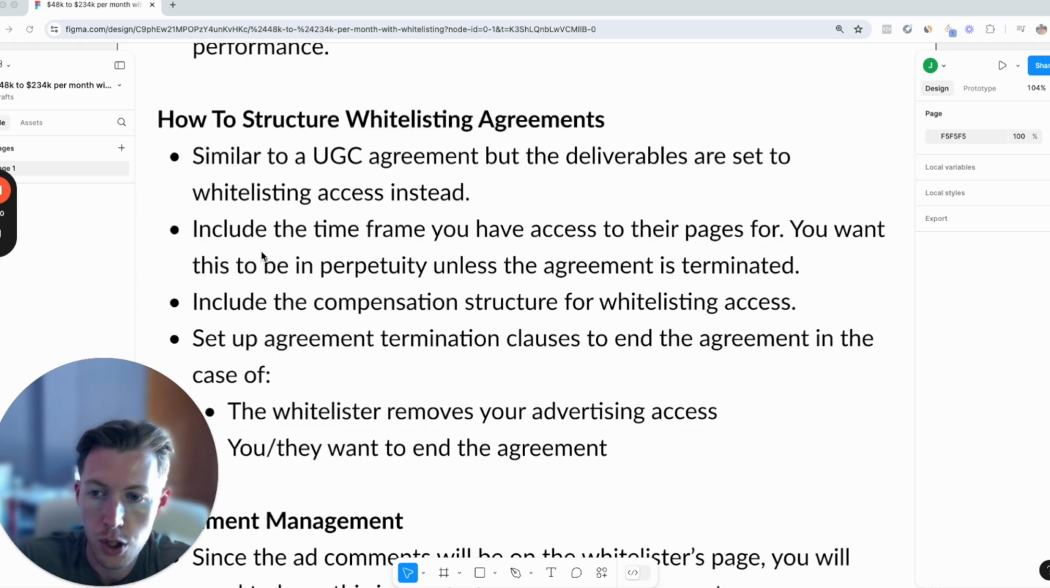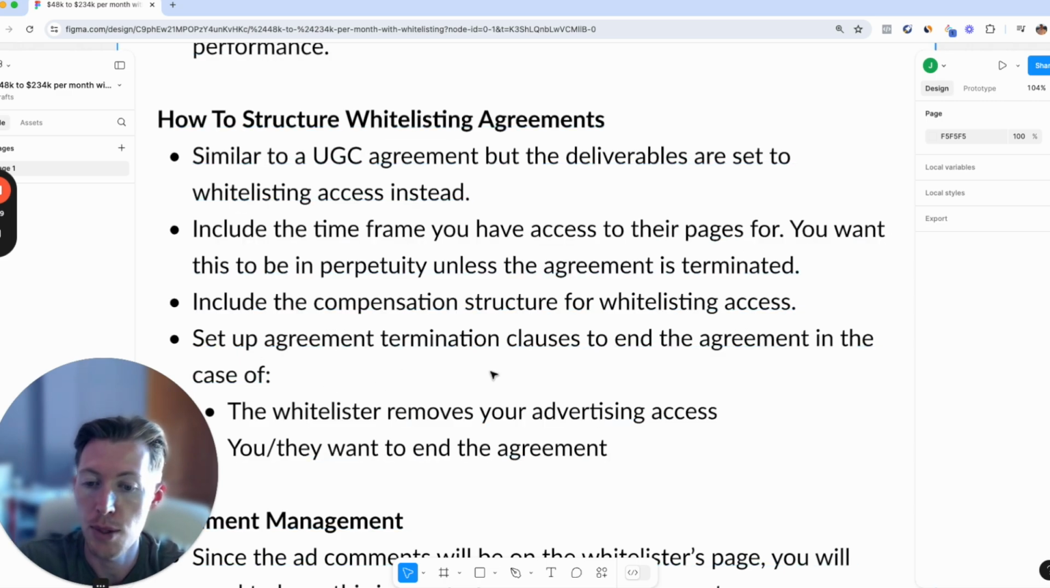The second thing you want to do in the whitelisting agreement is include the time frame you have access to their pages for. You want this to be in perpetuity unless the agreement is terminated, right? If you only get one month of access, you're going to have to renew that agreement every month. You want it to be an ongoing agreement that you're aligned with the person you're whitelisting through, and set up the termination clauses, which we'll go through in just a moment. Then you want to include the compensation structure for the whitelisting access, which I touched on a little bit earlier.